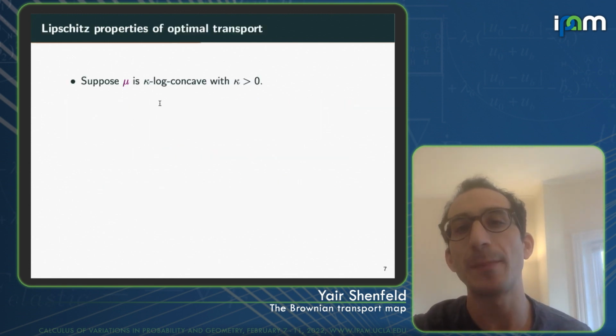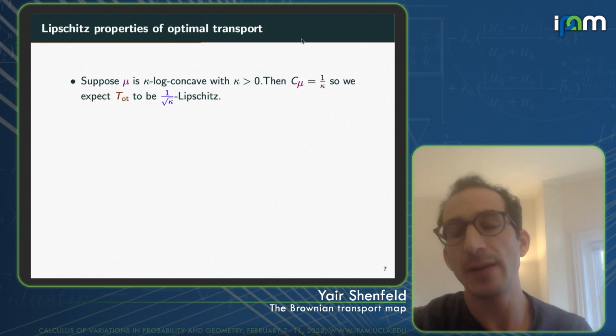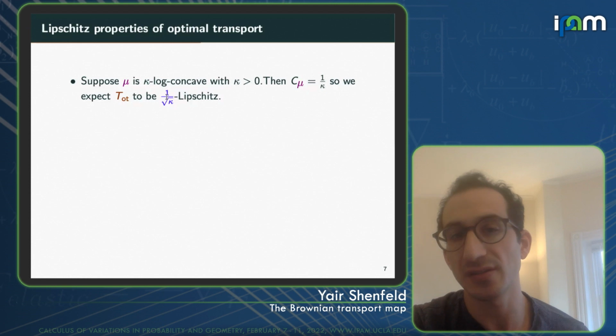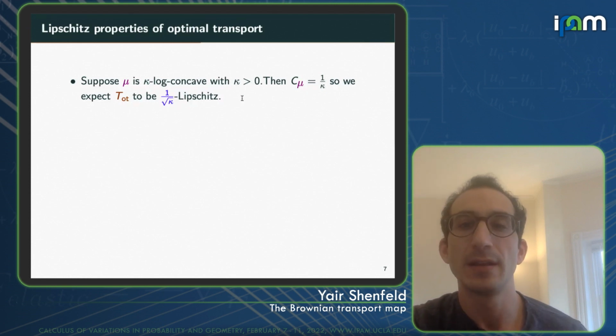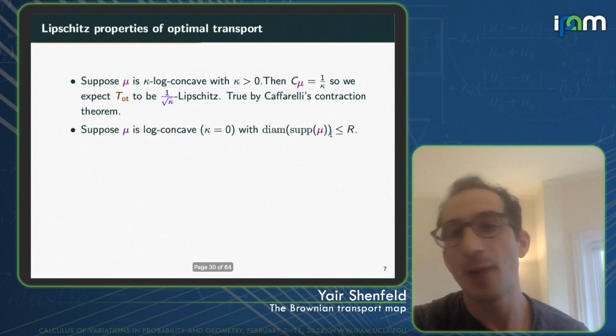Let's say that mu is kappa-log-concave, with kappa greater than 0. Then there are different ways of showing this, for example, Bakry and Emery, that the Poincare constant of mu is going to be 1 over kappa. So if we follow the reasoning that we did before, we would expect the optimal transport map to be 1 over square root of kappa Lipschitz, because if you remember, the Poincare constant was the square of the Lipschitz constant. That's why we have a square root here. This is indeed true, and it follows from Caffarelli's contraction theorem. Okay, so that's good. How about another example?